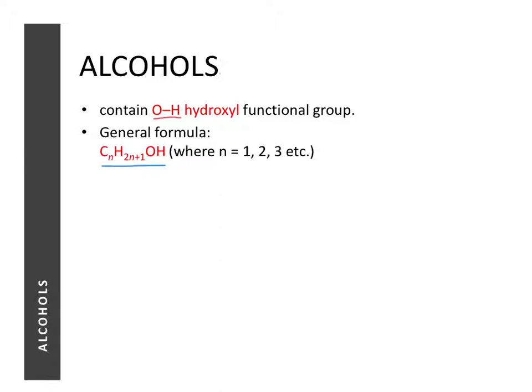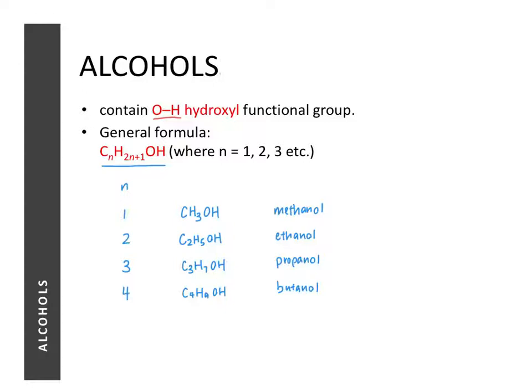That means that for an alcohol with one carbon atom, it will have a molecular formula of CH3OH, the name of which we have learned is called methanol. For the next member of the family, an alcohol with two carbon atoms, you would have a formula of C2H5OH, and it has a name of ethanol. An alcohol with three carbon atoms would have the molecular formula C3H7OH, and it's called propanol. And lastly, an alcohol with four carbon atoms would have the molecular formula C4H9OH, and it's called butanol.